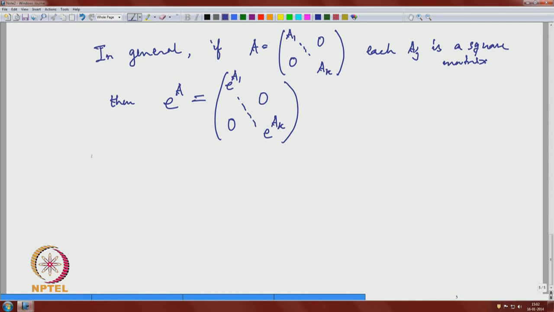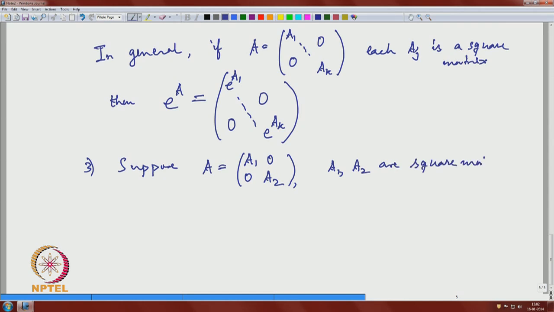And the next thing I would like to see is another of these observations. Suppose again, let me start with two block matrices, A is the block diagonal matrix of A1 and A2, square matrices. Then I come to the norm. The norm of A is less than or equal to the maximum of norm A1 and norm A2. This is straightforward to prove, so let me just sketch a proof. This is not very difficult.